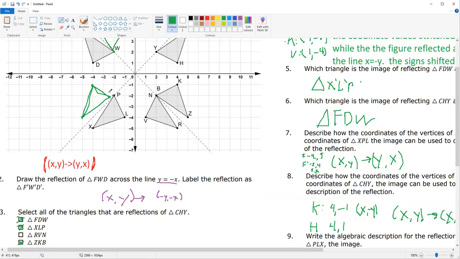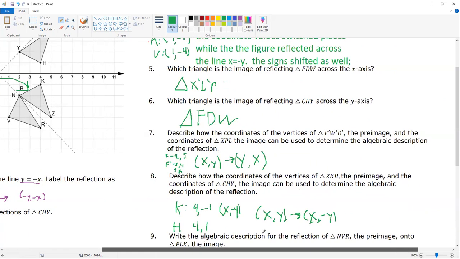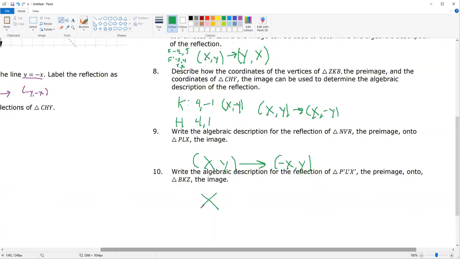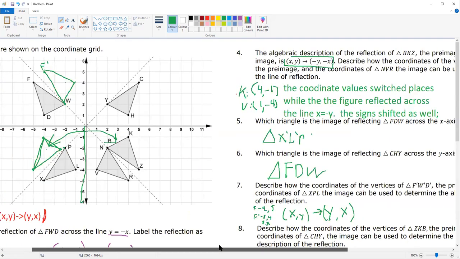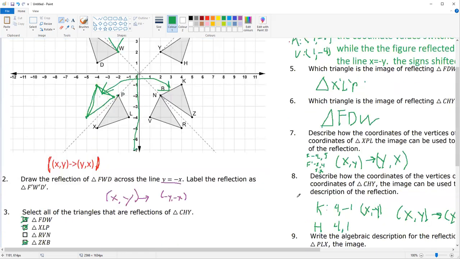So it's talking about this one going to that one. Since we're going over the y-axis, it's again the same thing. You're flipping over the y-axis, so every algebraic descriptor starts with x, y, and if you're flipping over the y-axis, the x changes and the y stays the same. All right, so that is how you do homework 4.2. I hope that helps out.